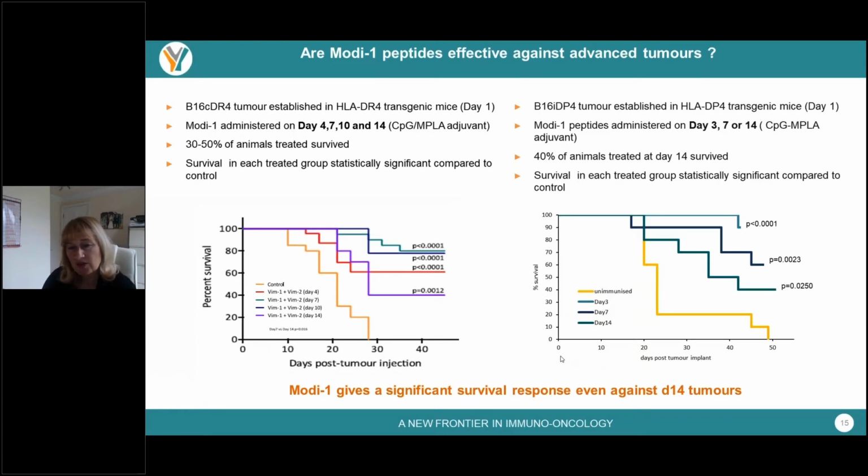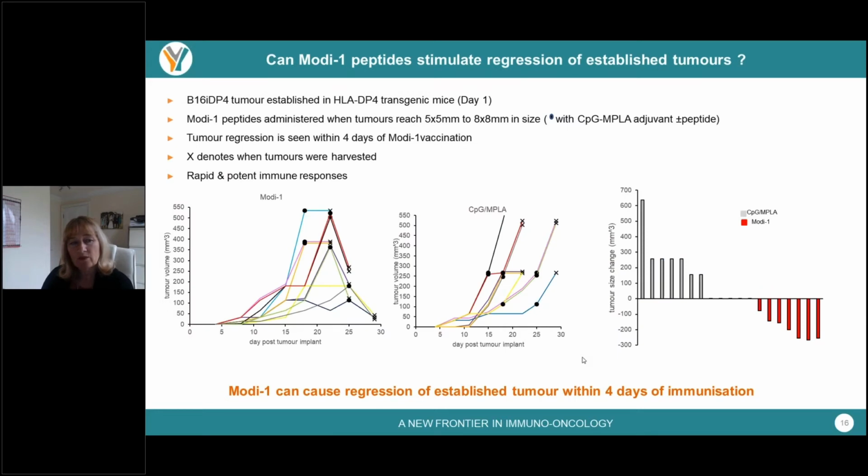So we then took this one stage further, and what we actually did is we waited till tumors reached about 5 by 5 or 8 by 8 in size. So we definitely had tumors. And then we immunized. We didn't immunize the tumor, they're immunized basically systemically. But what you can see here is if we immunize with the black dots, the majority of tumors then do regress if they're immunized with MODY1.